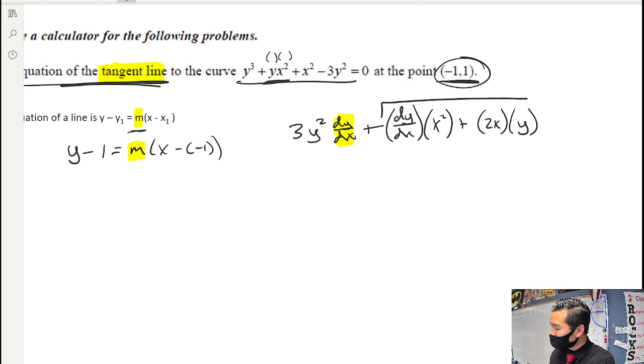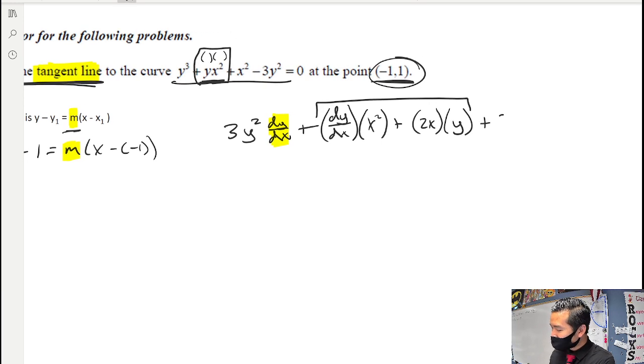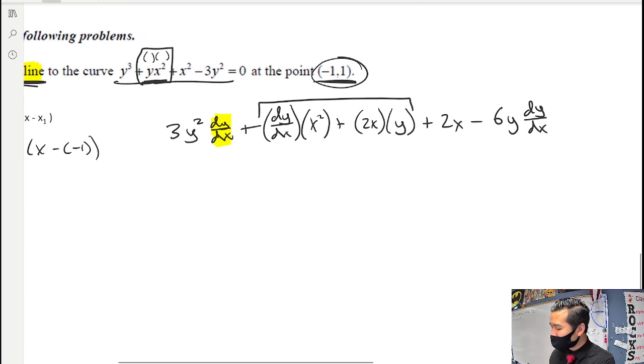This entire chunk is coming from here, taking that derivative, okay? Moving it along, next derivative after that is going to be plus 2x dx/dx, but dx/dx is just 1. Minus 6y dy/dx. And this is all, of course, equal to what? 0. Your ultimate goal is to solve for dy/dx.